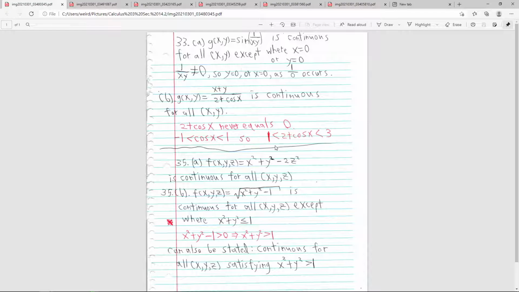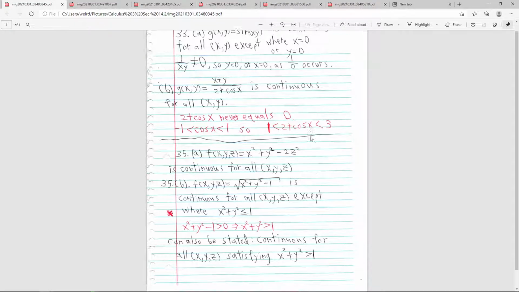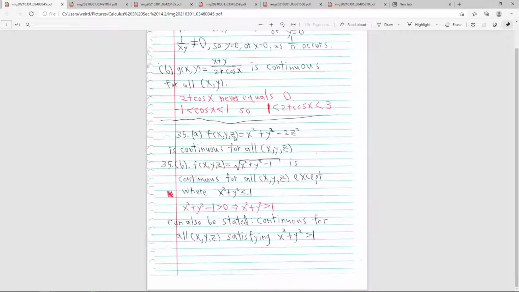That should have equal signs, I keep forgetting them. Point is, it can be greater than or equal to 1 or less than or equal to 3, but it can't be anything beyond those parameters. A few more. F of x, y, z equals x squared plus y squared minus 2z cubed is continuous for all x, y, z. It's simple. There's nothing that can make it undefined. Making a function undefined is pretty much the number one cause of non-continuity. That's what we've been looking for, at least to be able to tell right away.